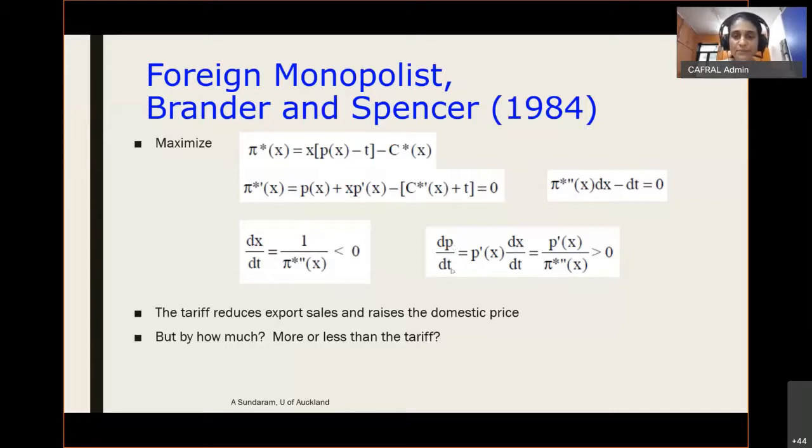So for that, we need to know what dP over dt is. So dp over dt is p prime dx over dt. And I already know what dx over dt here is. So this is just equal to p prime over pi double prime. And that is greater than 0. So the tariff is going to reduce export sales and it's going to raise the domestic price. But by how much? Is it going to raise it more or less than the tariff?